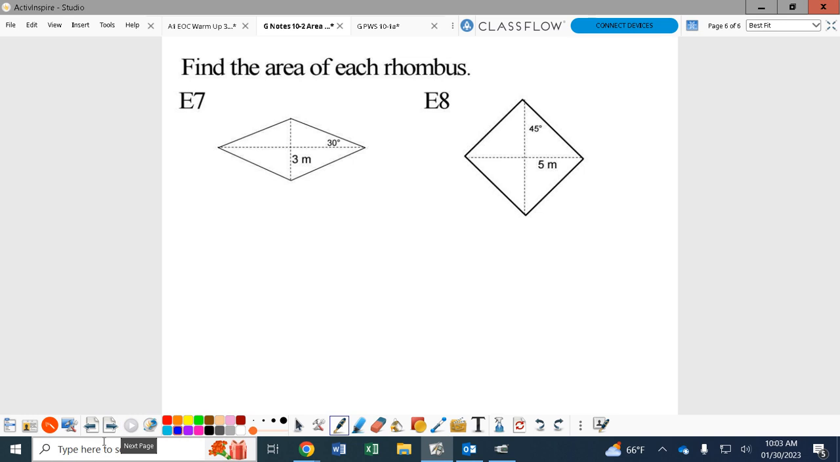So, for this one, find the area of each rhombus. This rhombus has one side on here. It also says this angle is 30. If this angle is 30 though, guys, this angle is also 30. The angle at the middle, those angles are always going to be 90 because these are going to be perpendicular to each other. And if it's 30 and 90, this one down here is going to be 60.